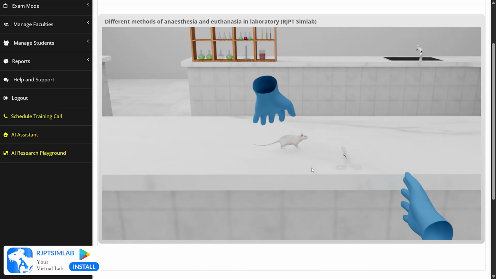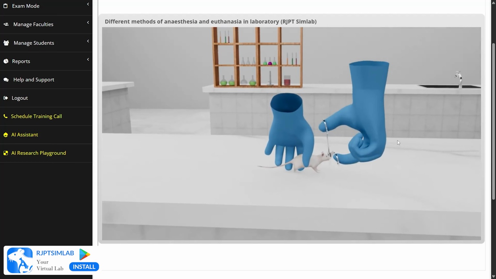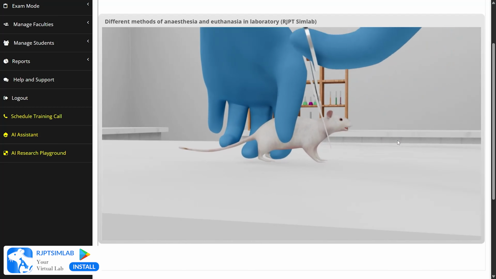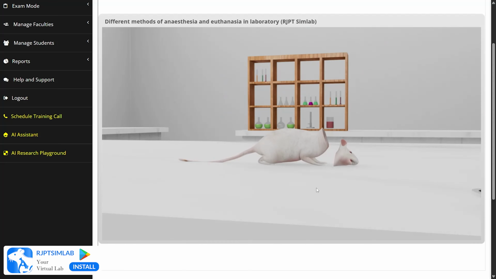In this method, with the help of surgical scissors, we directly cut off the head of the animal and within an instant the animal is killed. It is a very painless method.